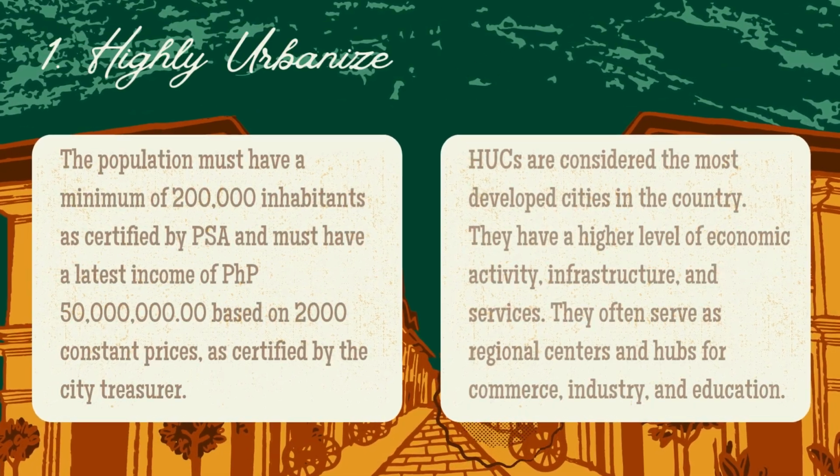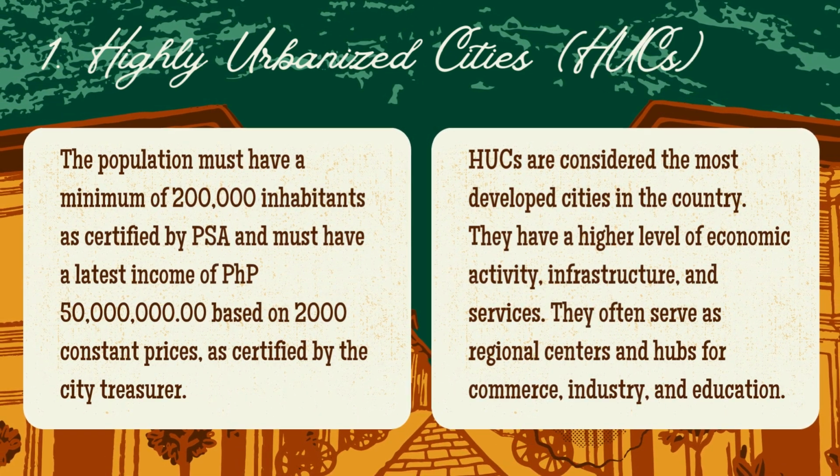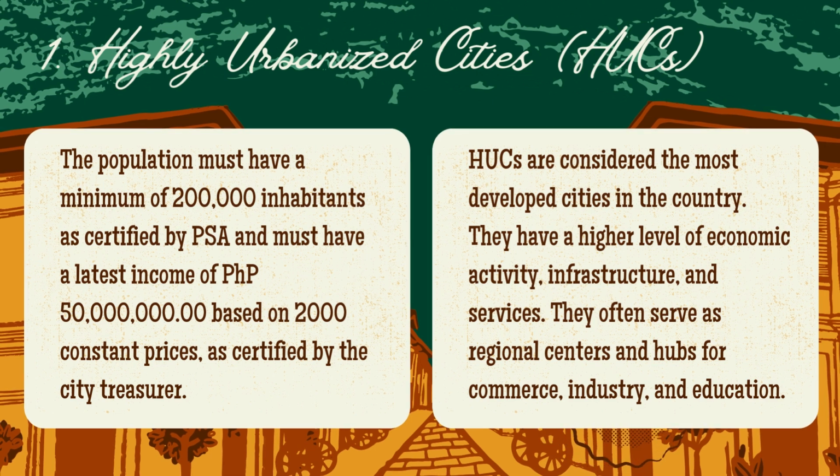1. Highly urbanized cities, HUCs. The population must have a minimum of 200,000 inhabitants as certified by PSA, and must have a latest annual income of PHP 50 million, based on 2000 constant prices, as certified by the city treasurer. HUCs are considered the most developed cities in the country. They have a higher level of economic activity, infrastructure, and services. They often serve as regional centers and hubs for commerce, industry, and education.